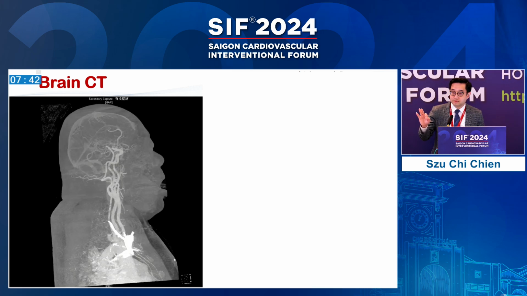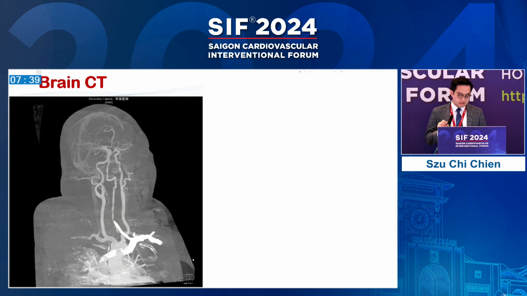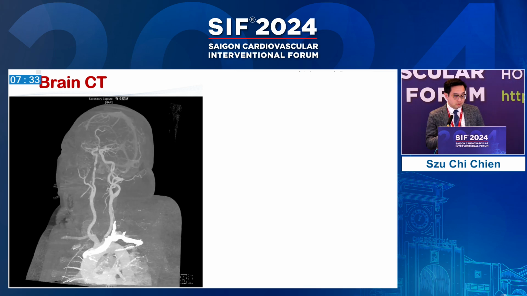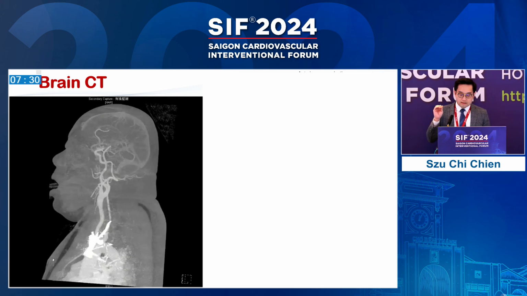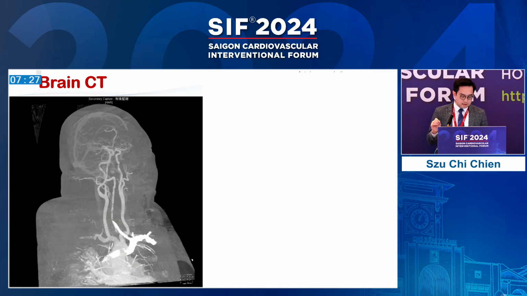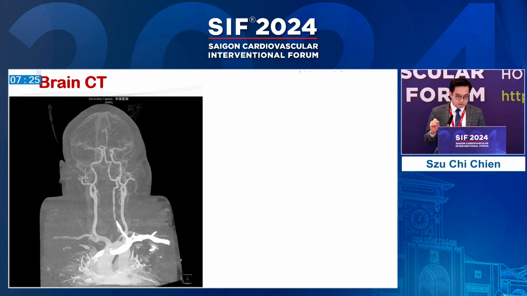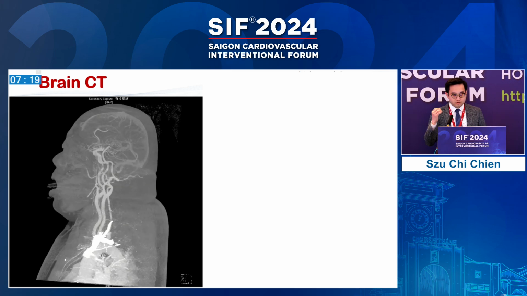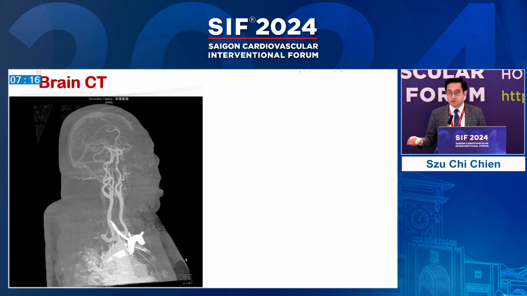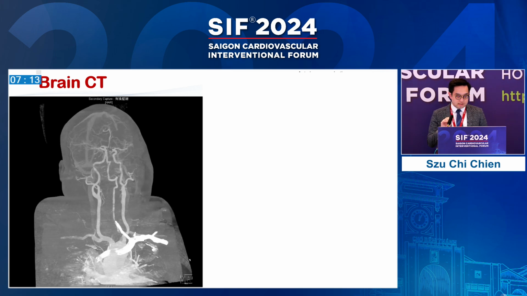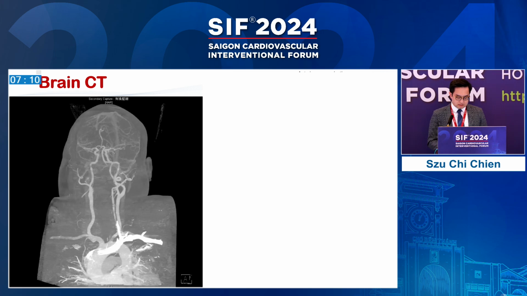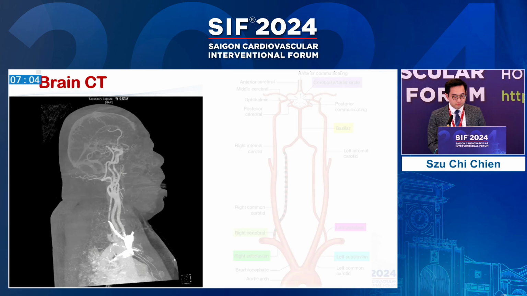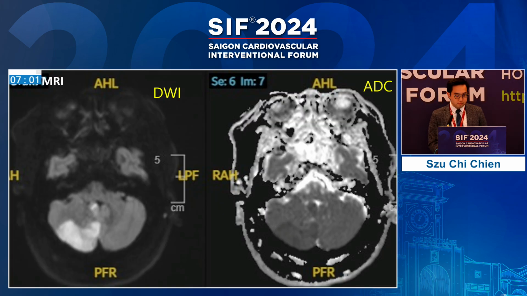ICA is okay. So you can check the vertebral artery. The left vertebral artery is okay, right? But the right vertebral artery seems like occluded. But in some of us, the vertebral artery is naturally diminished. So in the first CT report, they said it's just a small vertebral artery. But we did the brain MRI.